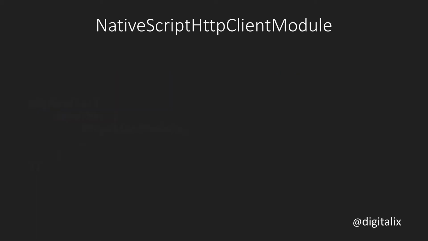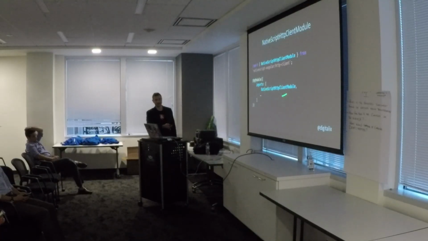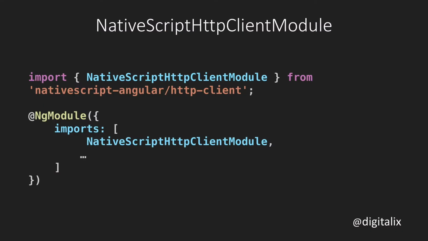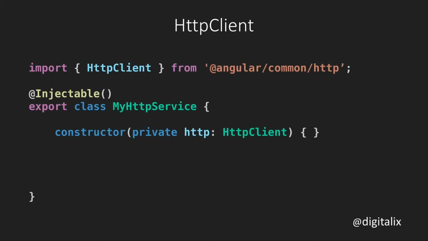Now for NativeScript, we provide the NativeScript HTTP client module, and that's coming from the NativeScript Angular package. So same idea, but we're providing a different HTTP module, and that's why we have two different app modules. I'll show you that in the code later. What's the result? The result is we use HTTP client in any of our services like we did before, and we don't care about whether we're on the web or on mobile.